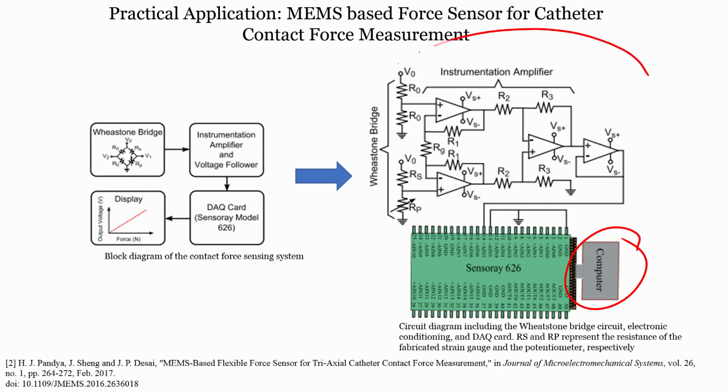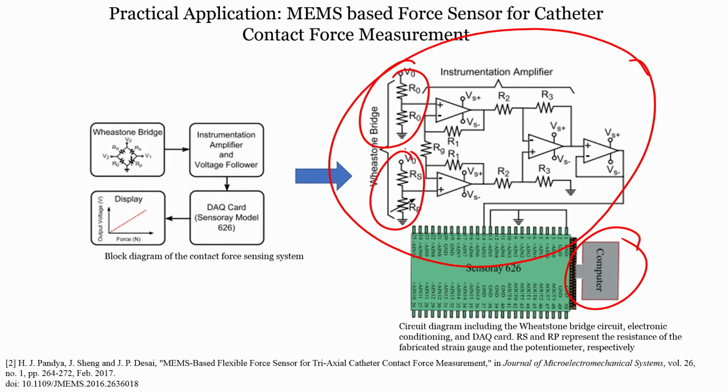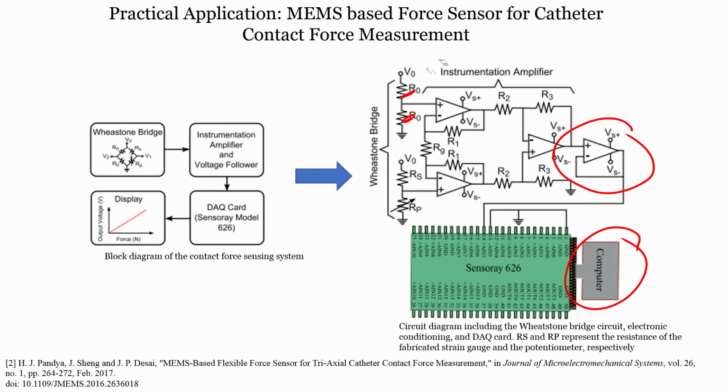This is a circuit diagram, right, where you can see the instrumentation amplifier. This is a Wheatstone bridge, right, this is also a Wheatstone bridge, and then you have connected it to an instrument amplifier followed by a voltage follower, and this voltage follower is connected to the sensor array, and the sensor array is connected to the system. So, here you can see that there is RO and RO, these are fixed resistors. RS and RP represent the resistance of the fabricated strain gauge and a potentiometer respectively. Okay. So, in fact, we also use this particular symbol, because resistance would change when you apply a given amount of force.